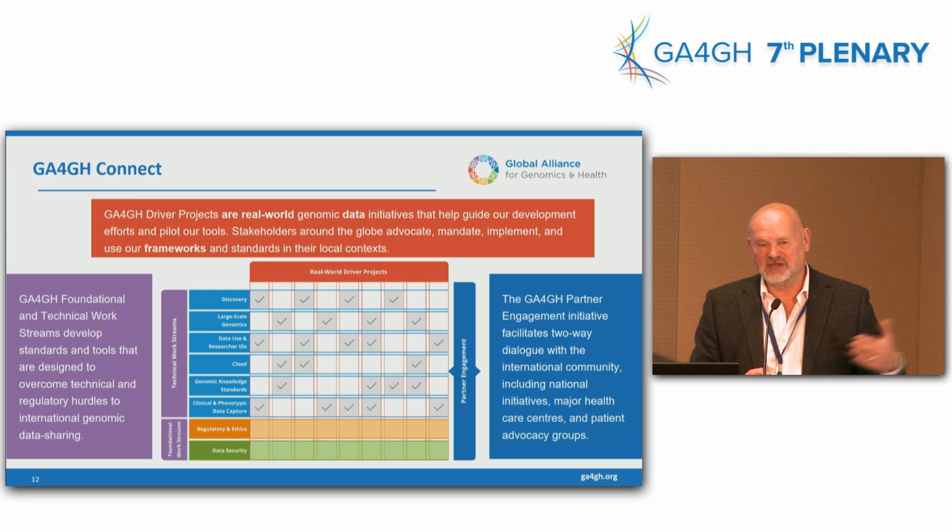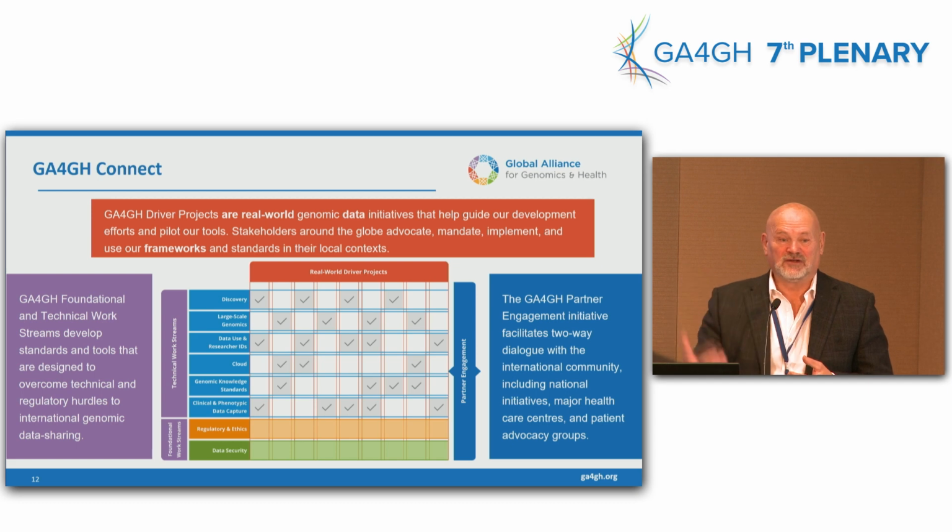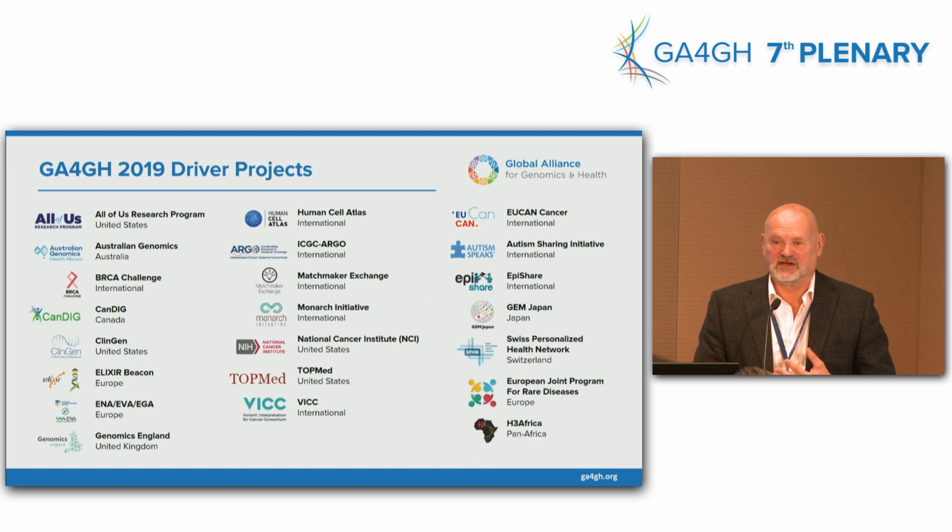So the work engine, the output, the delivery mechanism for Global Alliance are these 8 work streams. We have leaders, volunteer leaders, and we have staff members. That's our production unit. Our consumers, and our people who tell us what we should be working on and implement what we've delivered, are the vertical, the driver projects. These are the driver projects.